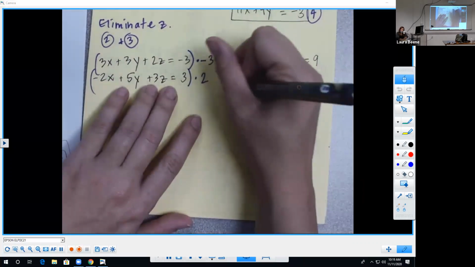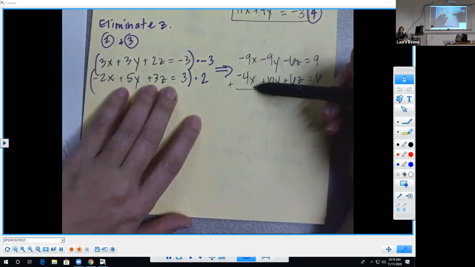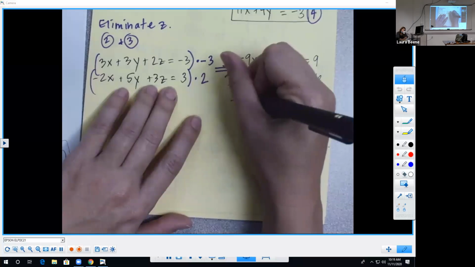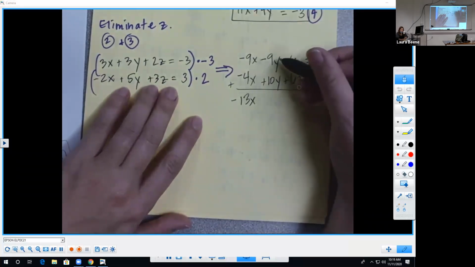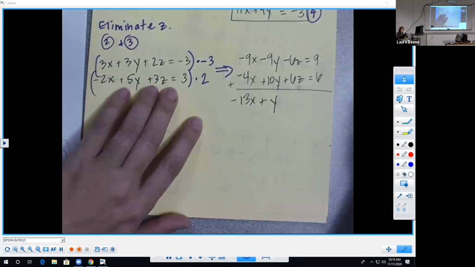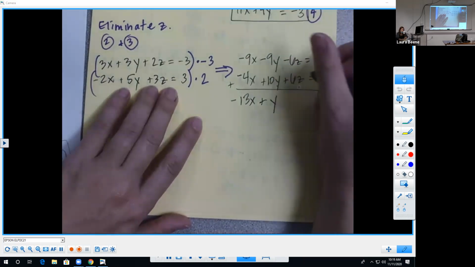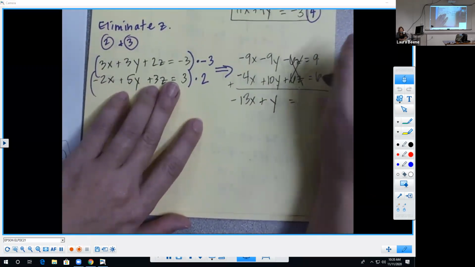So now you want to add your equations together. Negative 9x and negative 4x makes negative 13x. Negative 9y and 10y is 1y. My z's undo each other. And 9 plus 6 is 15.